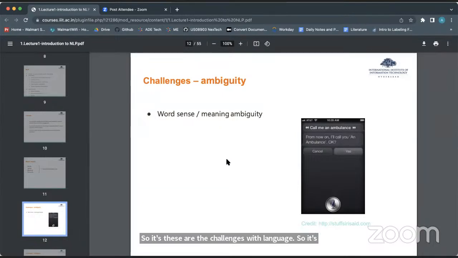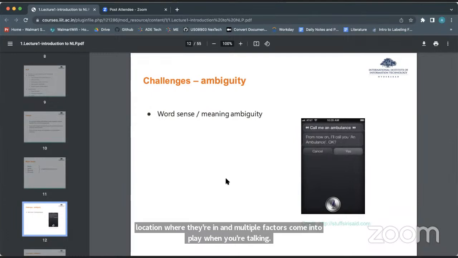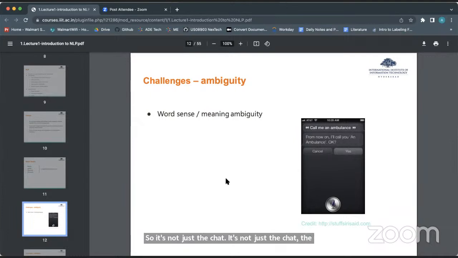If a person is talking to another person, they have the context behind them. They have the surroundings, the geographic location where they are, and multiple factors come into play when you're talking. It's not just the chat. It's the person who is talking, where you are talking, how many people are watching you. It all makes a difference in what the sentence might represent to the other person. So there are multiple levels of ambiguity in language that we need to solve in order to create a ChatGPT, I would say.